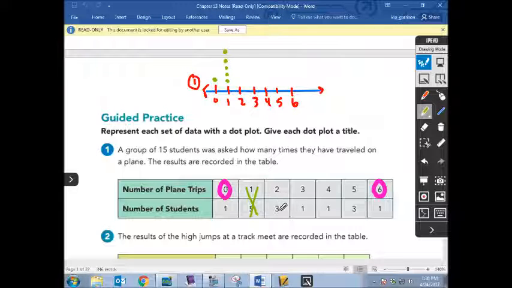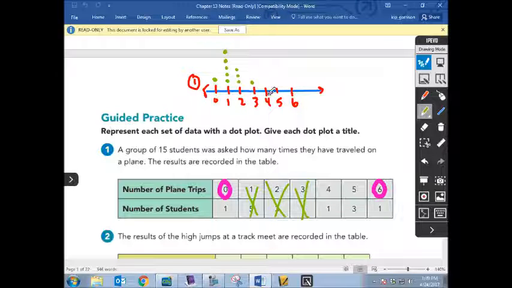There have been 3 students that have been on 2 trips, so 1, 2, 3. Notice how my third one should be about the same. I'm a little bit off there, but it's close. Your third one should be the same height in both of those. Okay, we're done there. Now there is 1 student that had been on 3 flights, so again, that one needs to line up with my ones there.